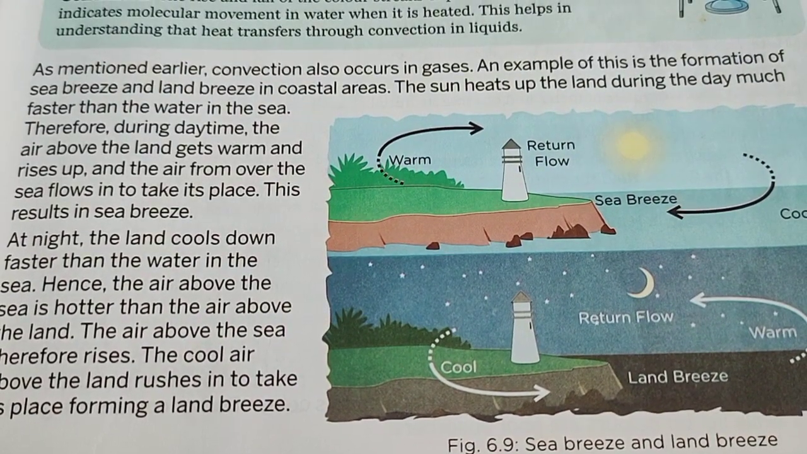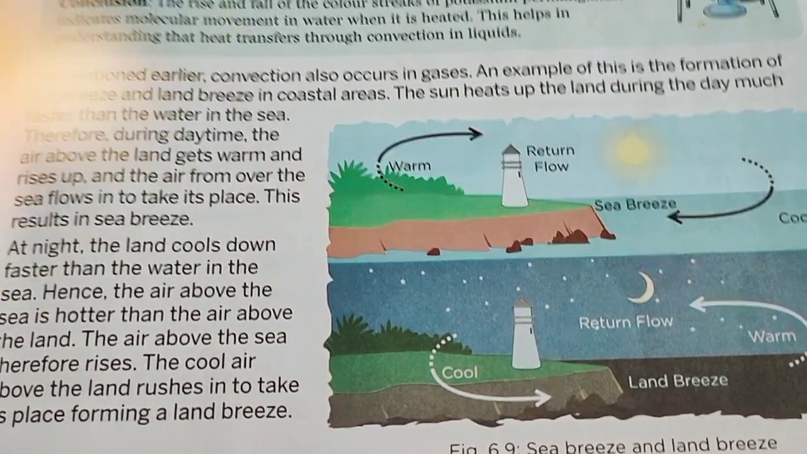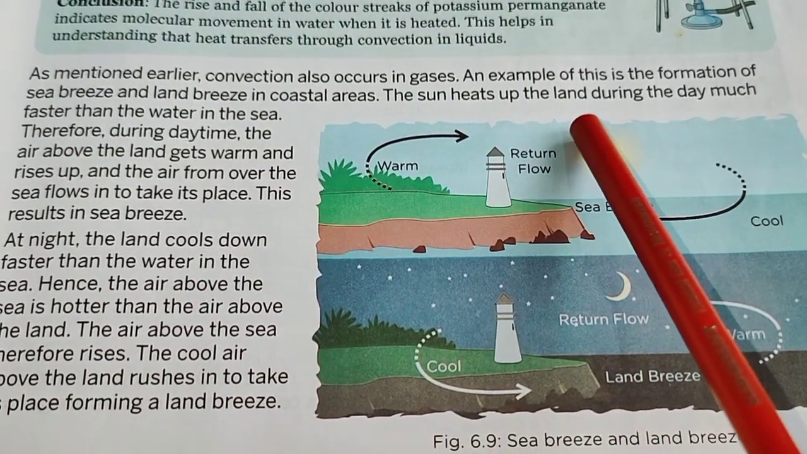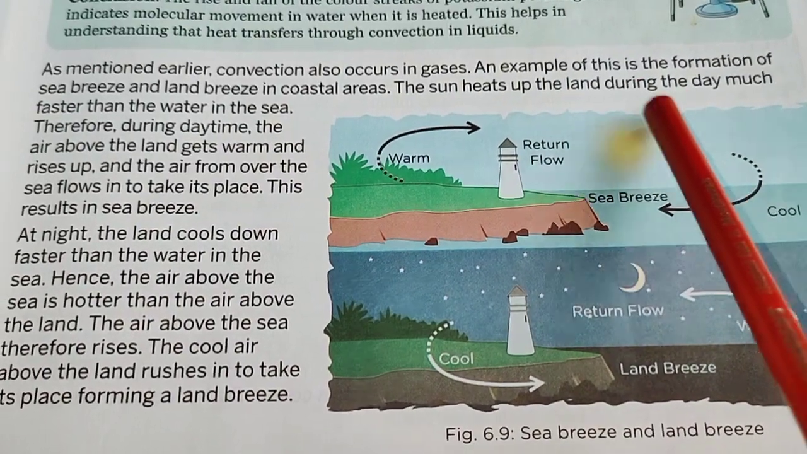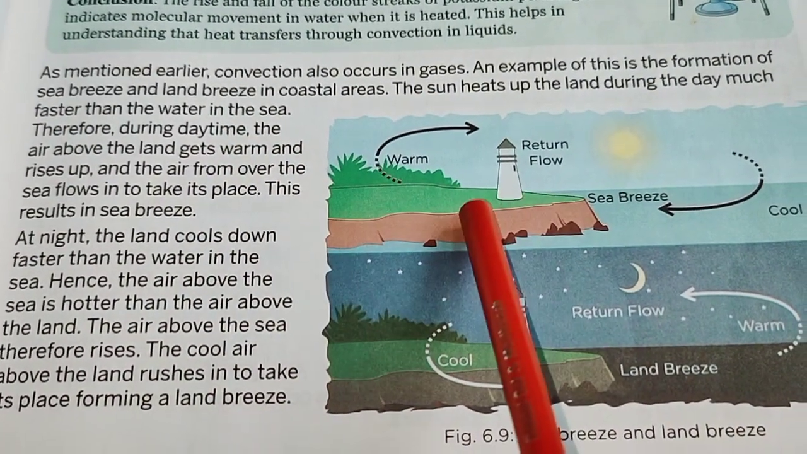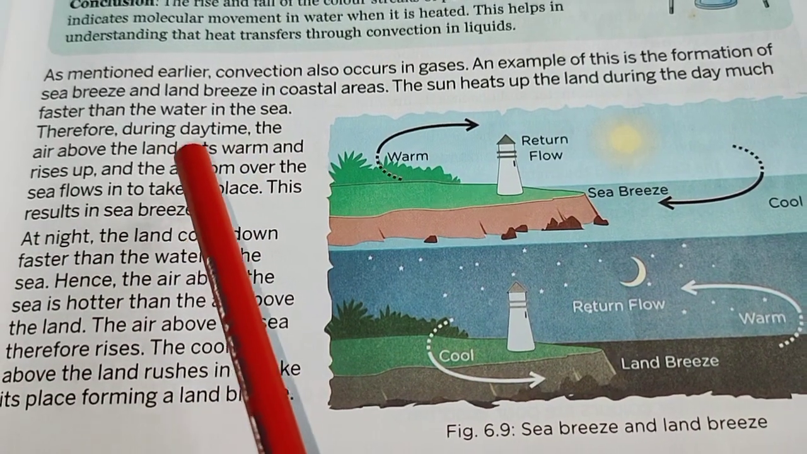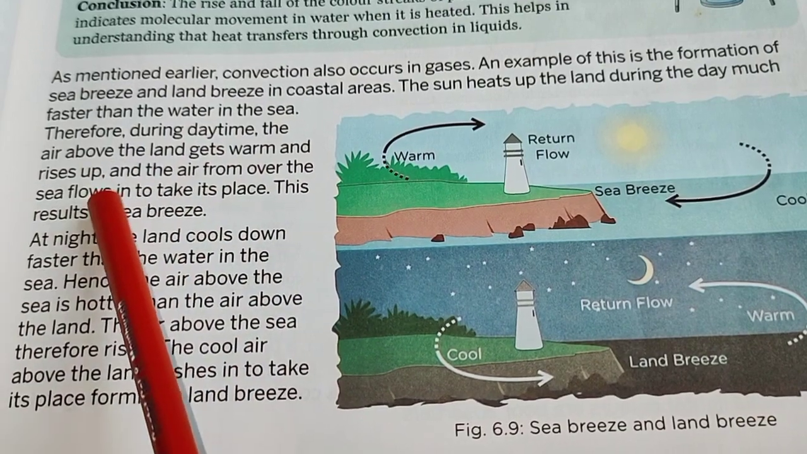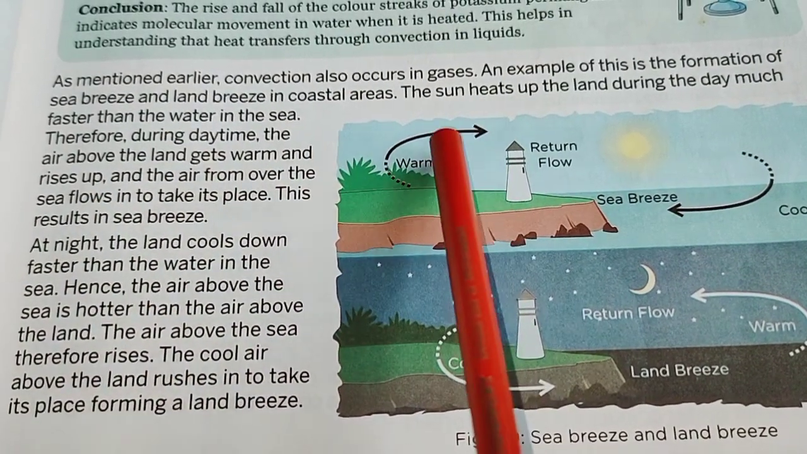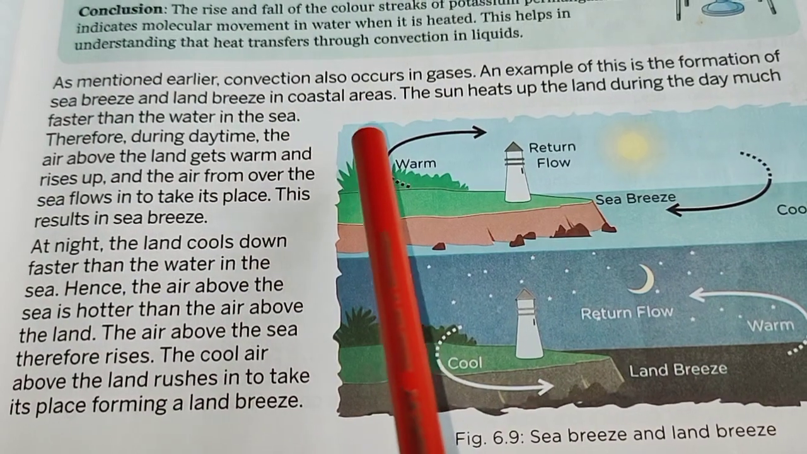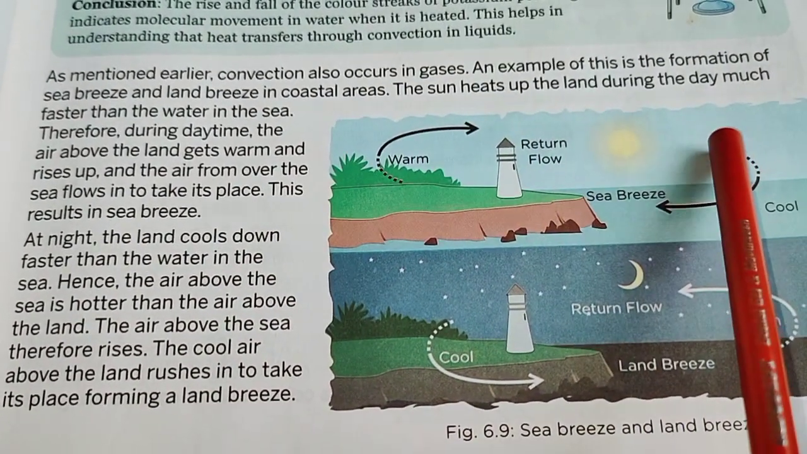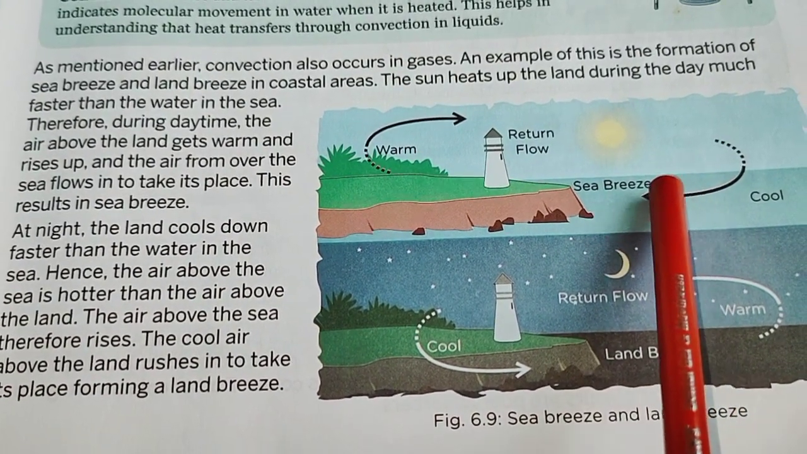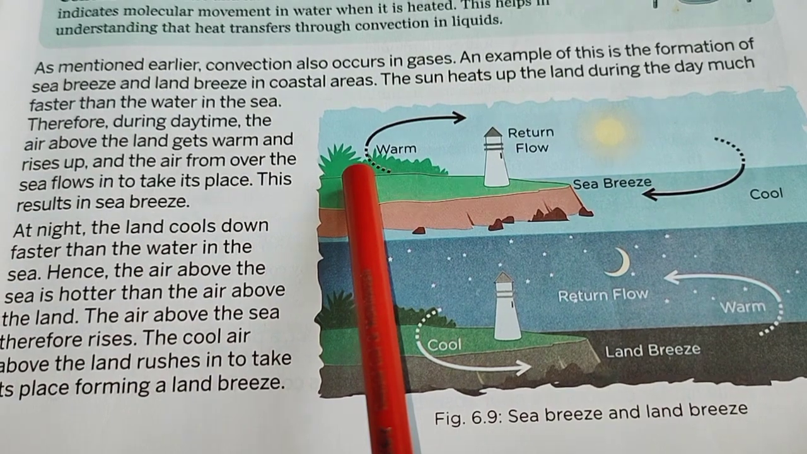When the sun heats up the land during daytime, the land gets heated up faster than water in the sea. Therefore, during daytime, the air above the land gets warm and rises up because hot air rises up, and the air from over the sea, which is comparatively cooler, flows in to occupy the empty space over the land.